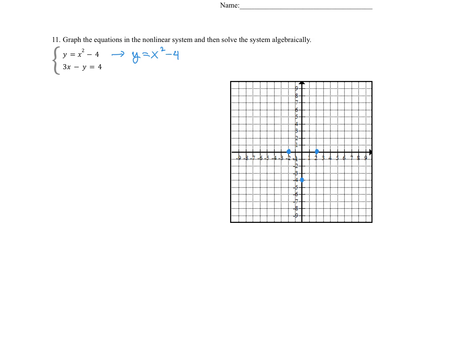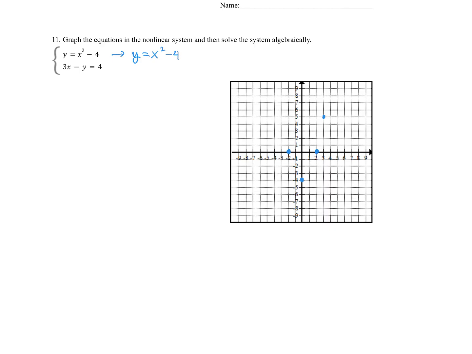But because I'm graphing this and I want to be very, very careful, I want more points because I don't want to have a sloppy graph. So let's take x equals 3. If x is equal to 3, 3 squared is 9, minus 4 is 5. So this parabola passes through 3, 5.